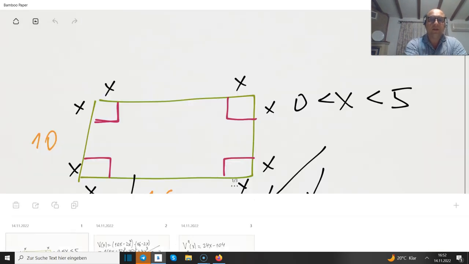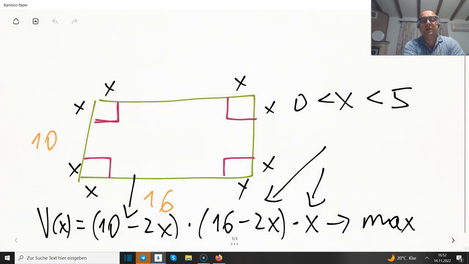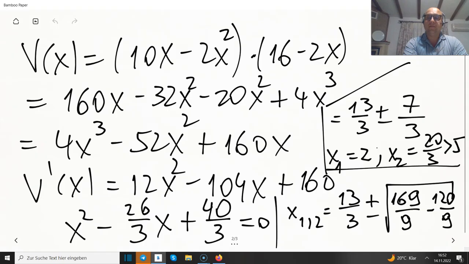Since we have the main function, you see that would become 10 minus 4 is 6, 16 minus 4 is 12, so 12 times 6, 72 times 2, 144 cubic centimeters, if we're talking about centimeters. I told you sheet of paper, so it should be in centimeters.